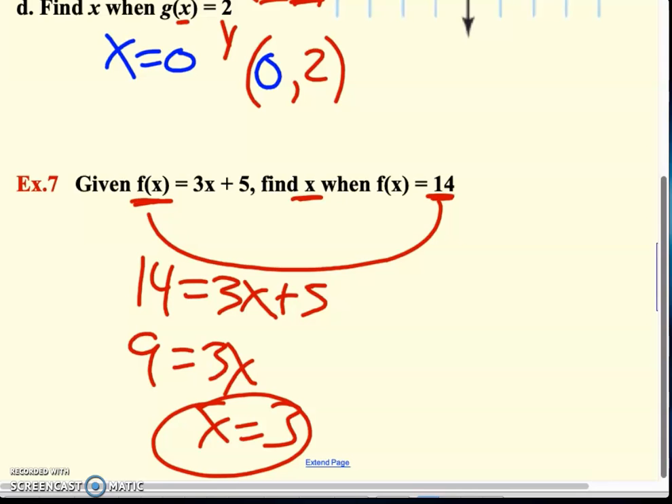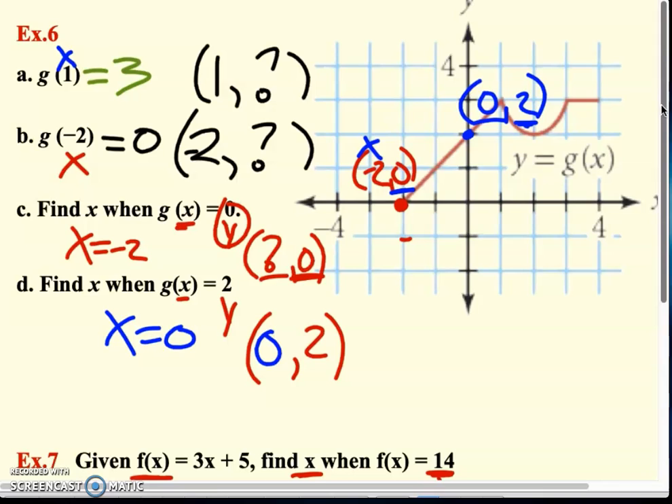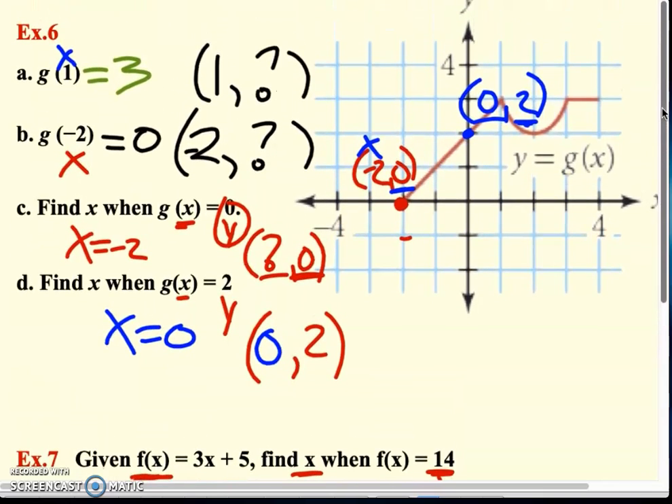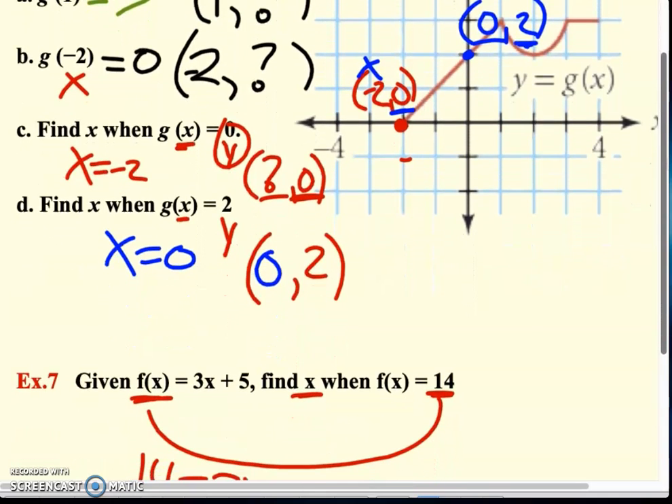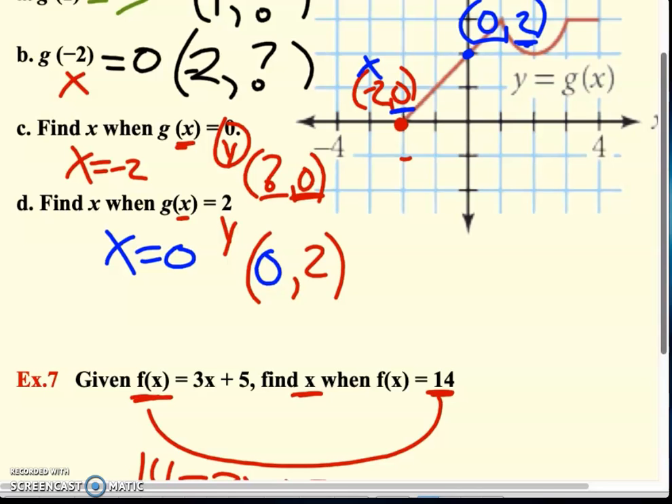So replace your f of x with what it says f of x is, solve, and you got it. So, you know, again, you kind of start getting used to function notation. It isn't that big a deal. Just be clear on what is in those parentheses. g of -2, g of 1, those are x values. If you're presented with the C and D questions, then those are y values. Finish off the other half of the coordinate.